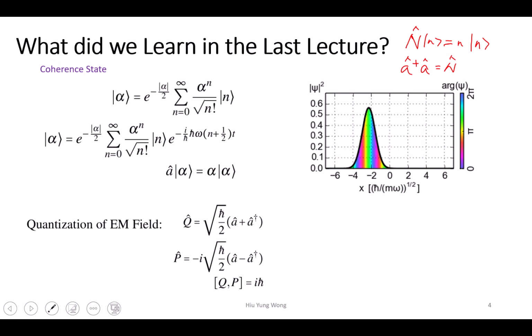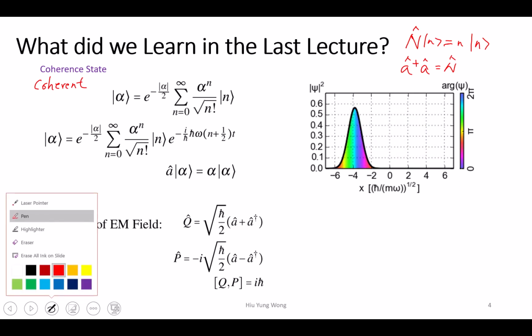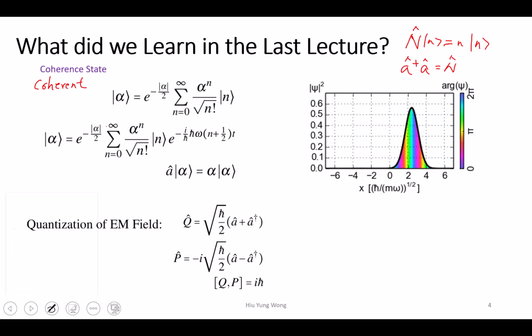So this is a coherent state. So this is a spelling. It should be coherent, not coherence. Coherent. Or coherent state. Actually, I don't know. Coherent state. Okay, anyway. Maybe you can check.